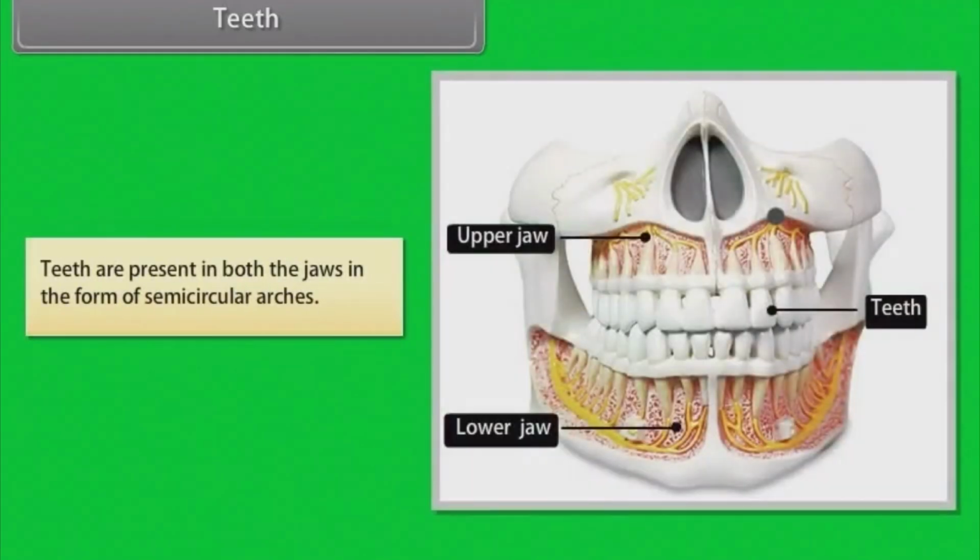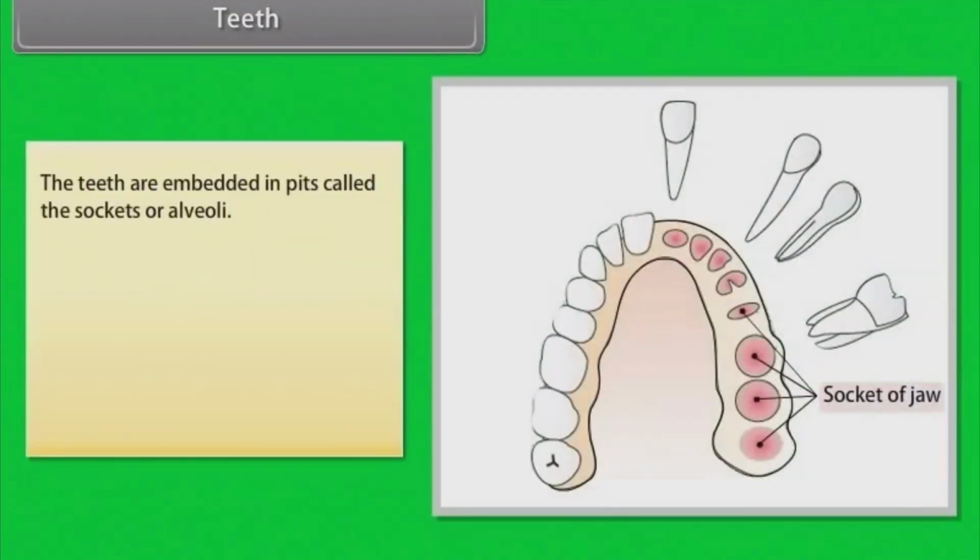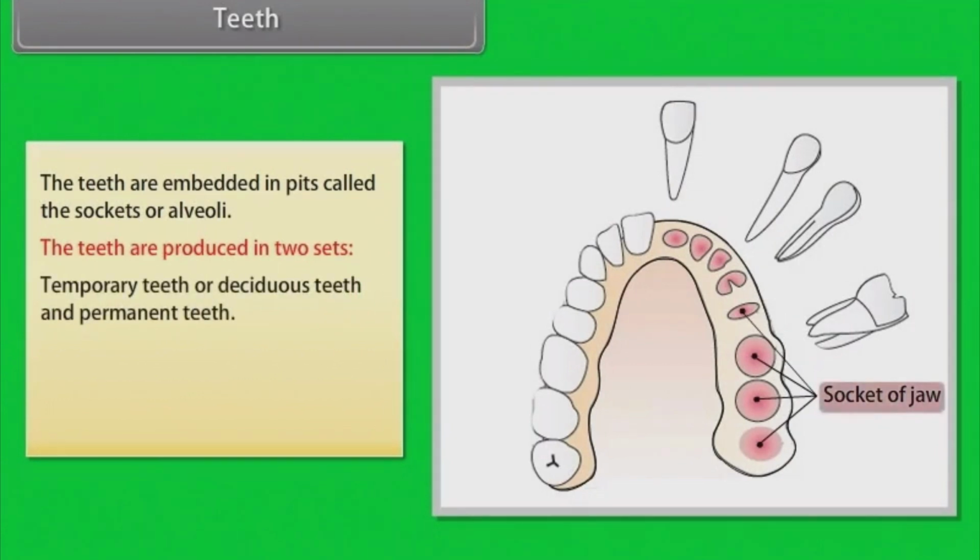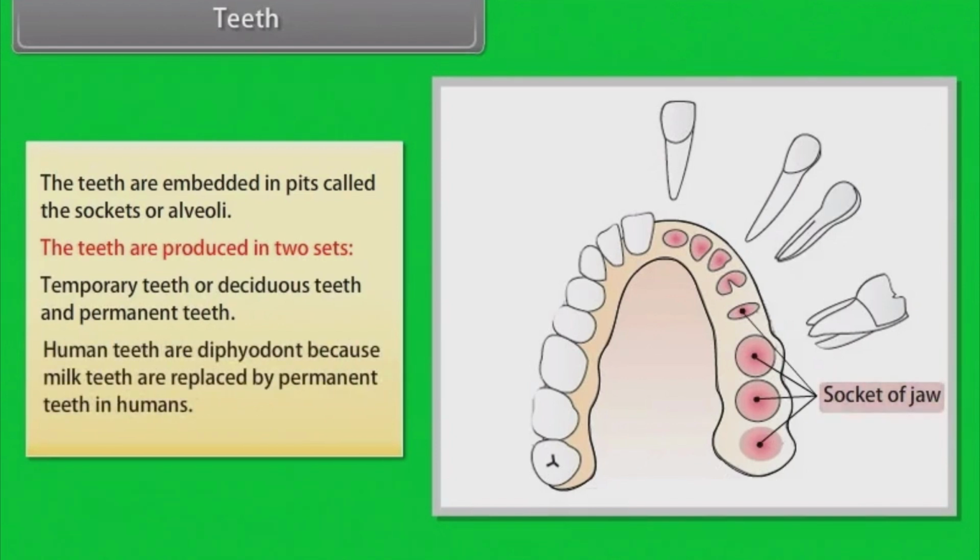Teeth. Teeth are present in both the jaws in the form of semicircular arches. The teeth are embedded in pits called sockets or alveoli. The teeth are produced in two sets, temporary teeth or deciduous teeth and permanent teeth. Human teeth are diphyodont because milk teeth are replaced by permanent teeth in humans.